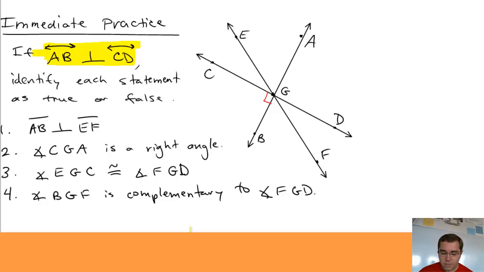Number 1, AB is perpendicular to EF. True or false? Number 2, angle CGA is a right angle. Number 3, angle EGC is congruent to angle FGD. And number 4, angle BGF is complementary to angle FGD. Please write down each of those 4 statements, write whether they are true or false, and draw that picture on your paper. And that is the end of the video for sections 2.4 and 2.5.